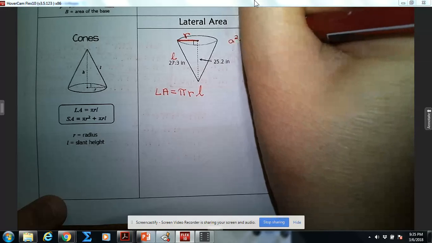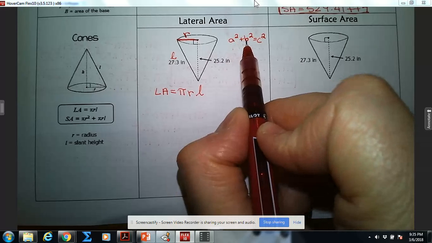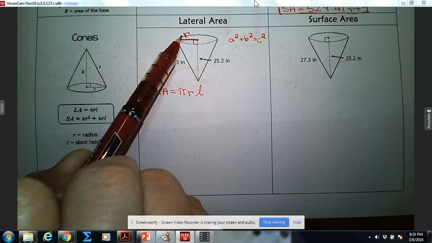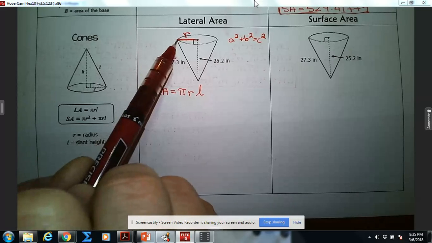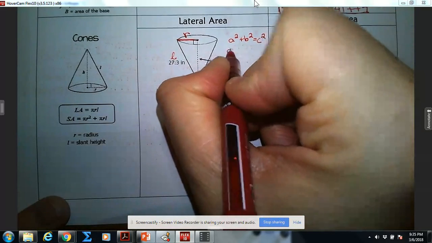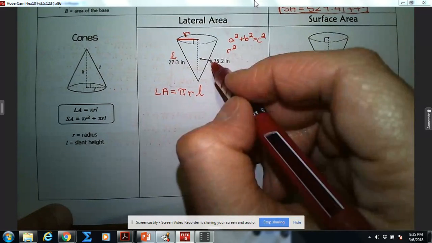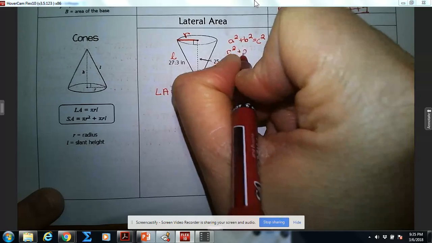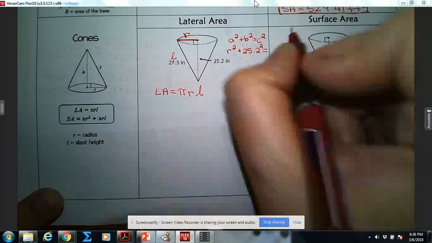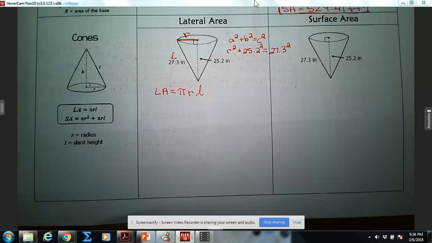Pythagorean theorem is a squared plus b squared equals c squared. The a and b are the legs. The c is the hypotenuse. So you've got to decide, is the radius a leg or is it a hypotenuse? Well, since it's attached to the perpendicular measure, it is a leg. So radius is something I'm looking for. I'm going to put that in the r in the a place. The b value, I'm going to use 25.2. And the c value, which is the hypotenuse, is the 27.3. Kind of spilling over into that other picture there, sorry.